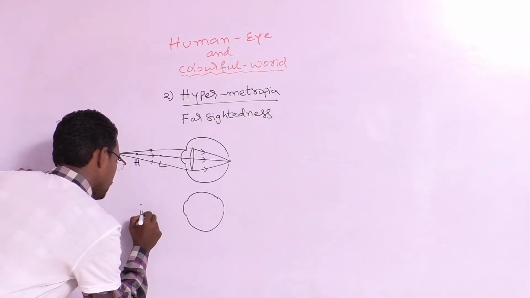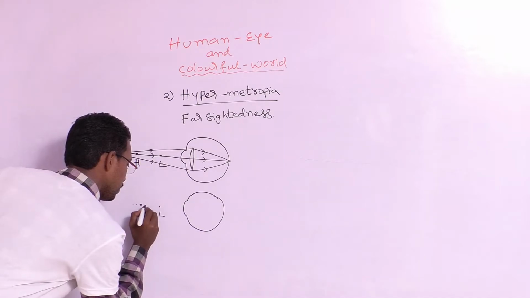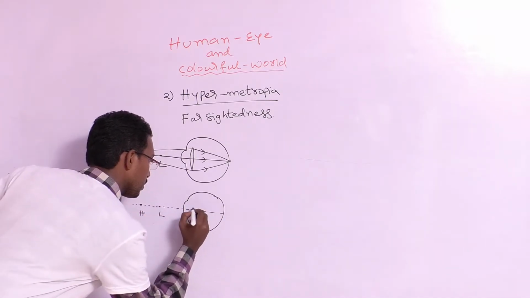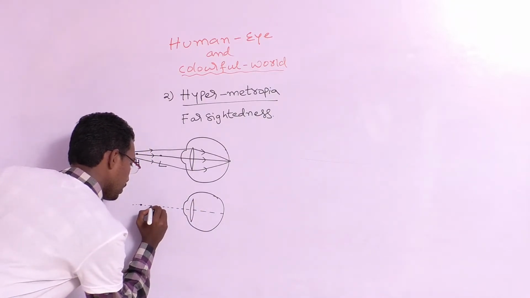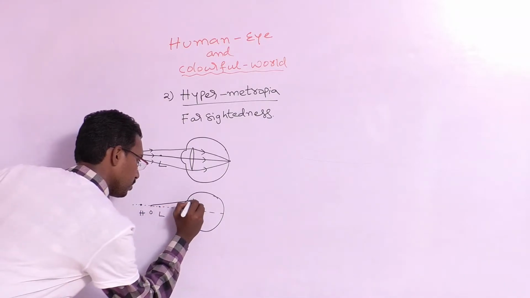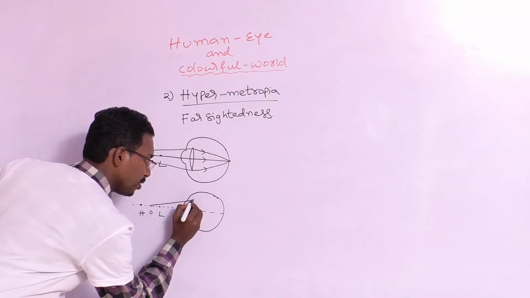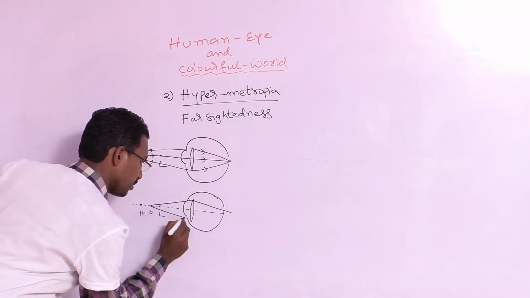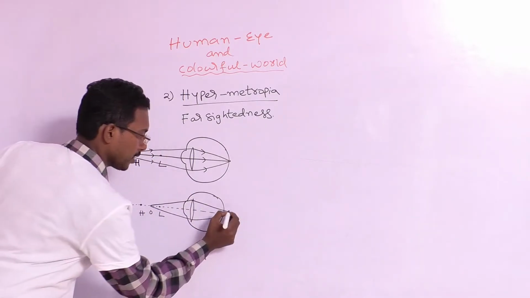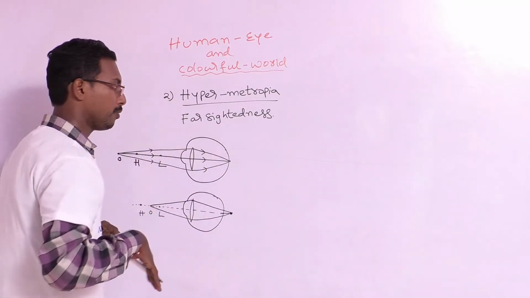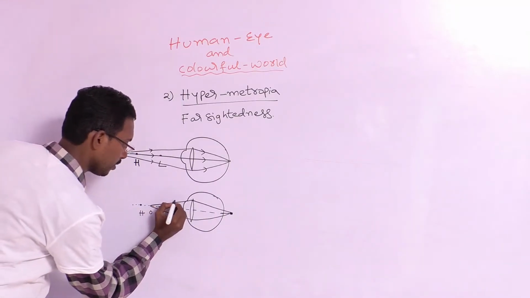So if you take H and L, and take any point in between these two, by the convex lens, if I take an object here, the image will be formed beyond the retina. In the previous condition, the image formed before the retina, but here the image is formed beyond the retina. So this is the defect in the eye.